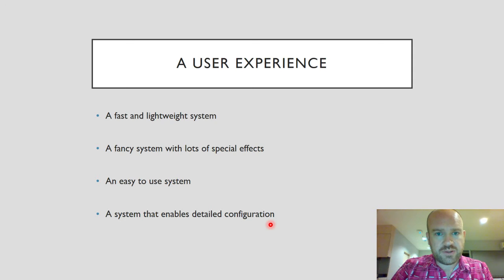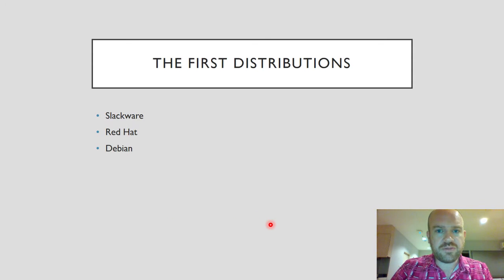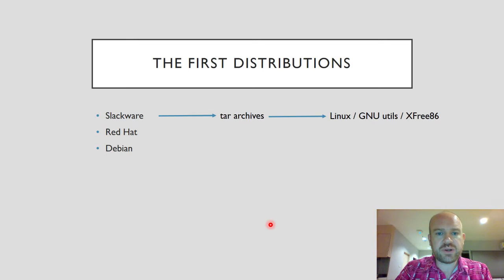And different users desire a different experience. So that is why we have around 600 different Linux distributions. But the first distributions started out a lot more simple than that. One of the first distributions to emerge was Slackware.